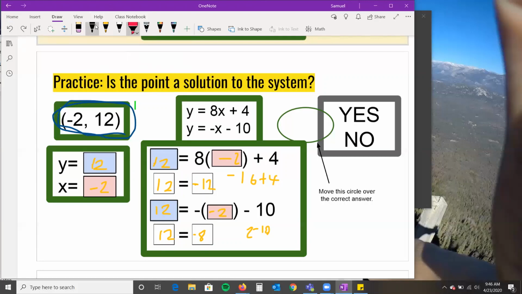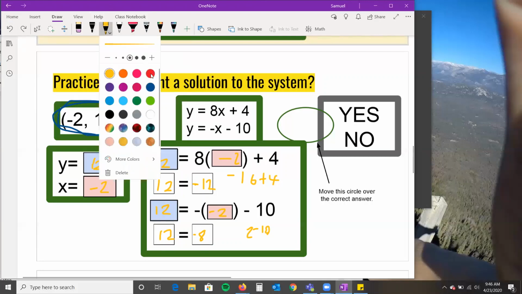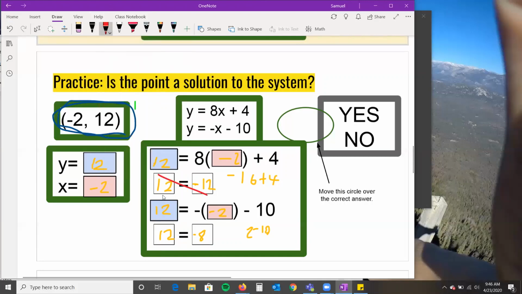Okay, it's hard to see. Okay, this one didn't work, right? And this one didn't work either. So it looks like this point is not a solution to this system. In fact, it's not on either of the lines. Otherwise, one of these would work. So this is just some other point out in space. All right, so the answer, no, it's not a solution.